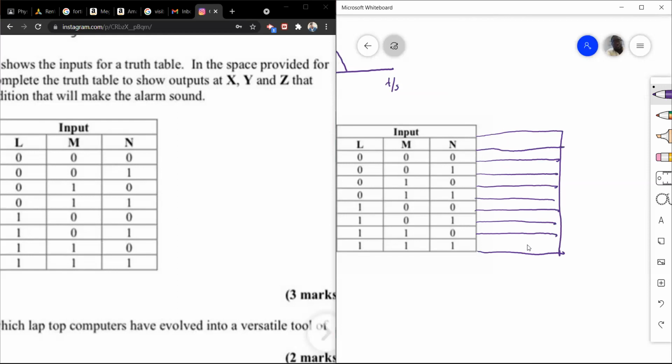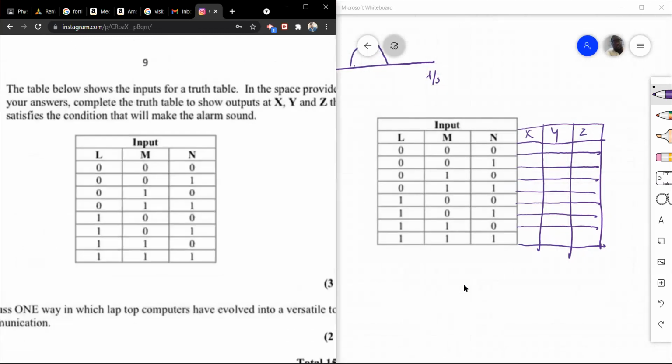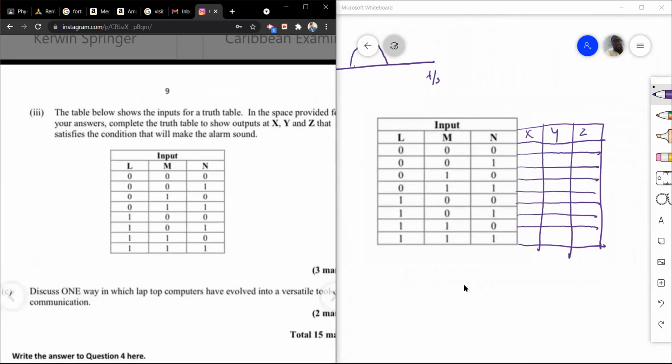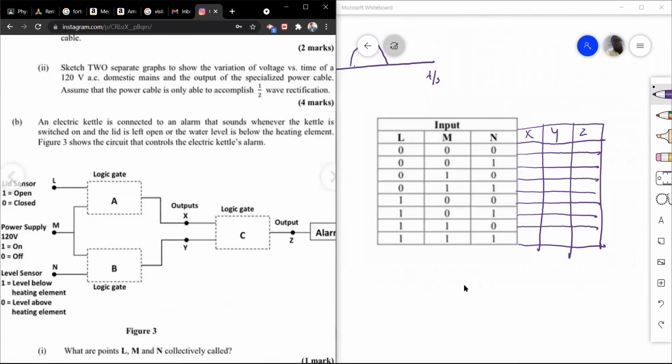Could have done that better. All right, let's run this. Therefore, I can go back and look at this. And we said that we're using A as an AND gate, B as an AND gate, and C as an OR gate. Right?